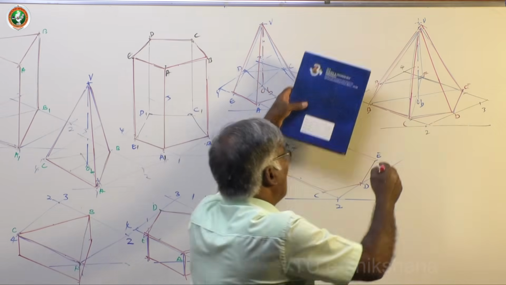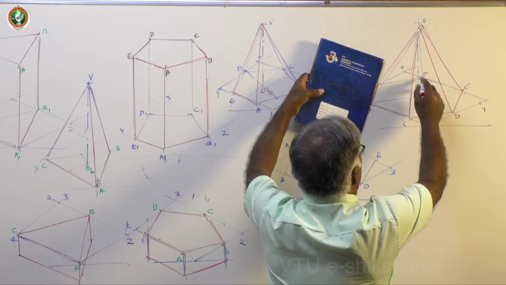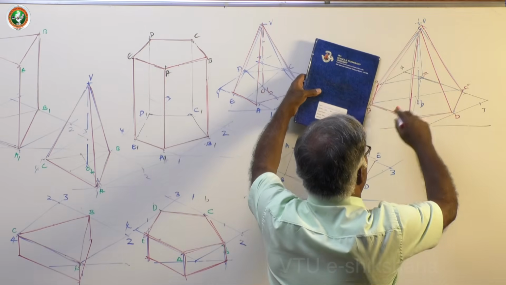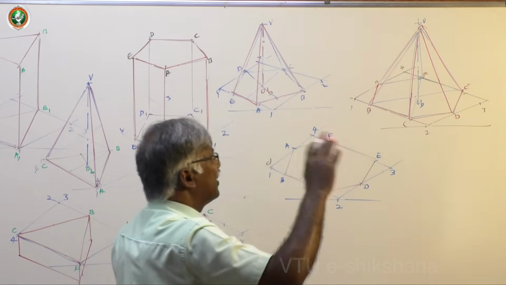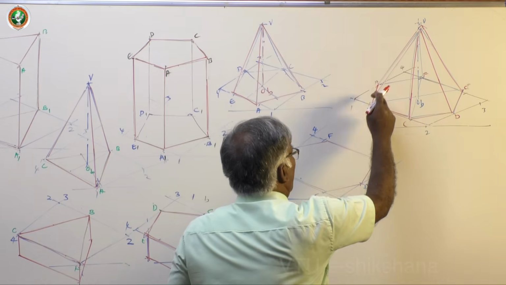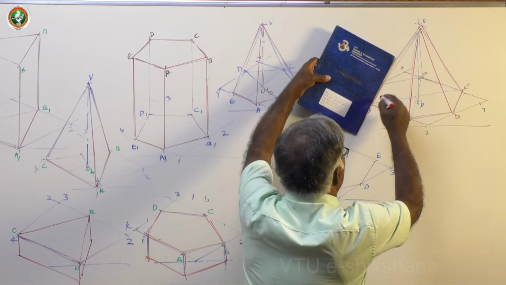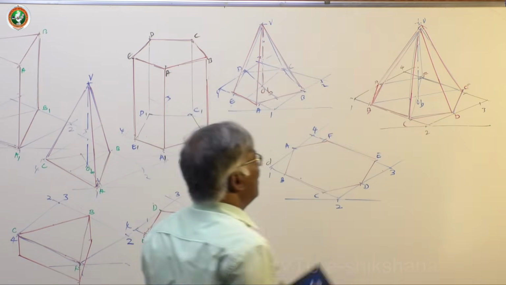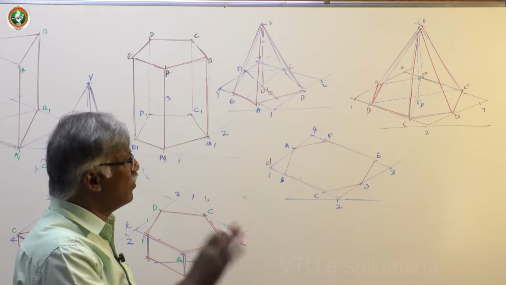So, all other slant edges are visible; VF is not visible. Earlier I might have told this. VF is not visible. All other edges are visible in this case, particularly in this orientation. In an actual case, maybe two edges may not be visible. So, this is how you complete it.